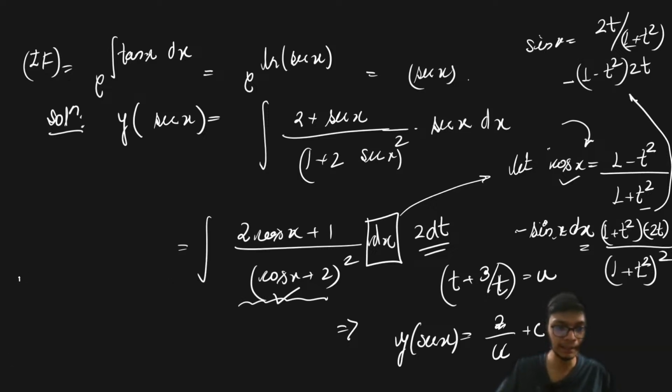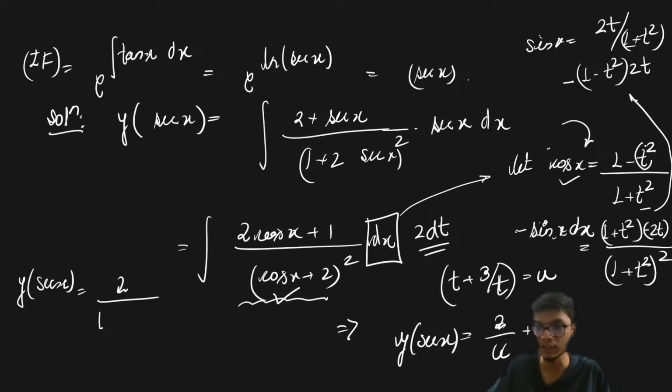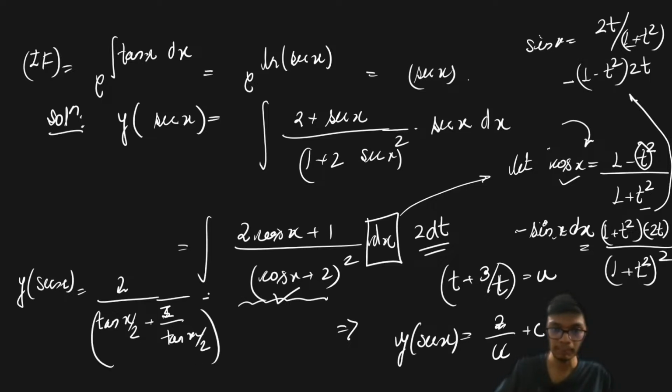All right, so ultimately your solution is going to look like y into sec x equals 2 divided by, now in place of t, so what is basically t? t is basically tan of x by 2, because I have changed it using the half angle formula, right? So tan of x by 2 plus 3 upon tan of x by 2, this part, plus some constant.